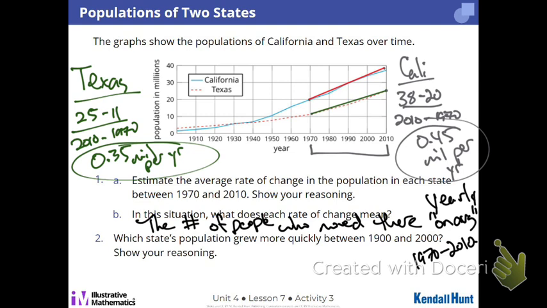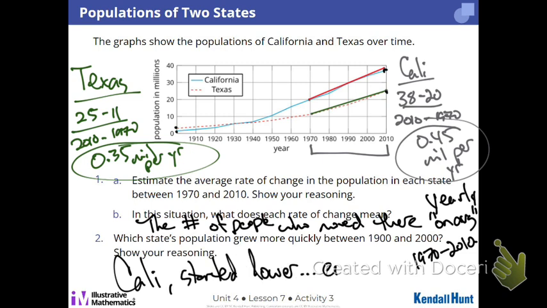So looking at problem number 2, Will, what do you notice about our time interval on 2? Is it the same? No, so we're looking at 1900. We got 1900 right there. What I like to point out is I'm not even going to math this thing that much. Which one started higher in 1900? Texas. Which one ended higher? So which one has to have a greater rate of change? Cali. I'm just going to write: started lower, ended higher.